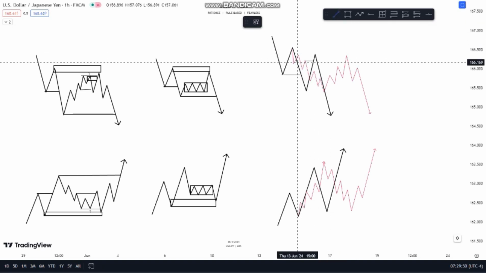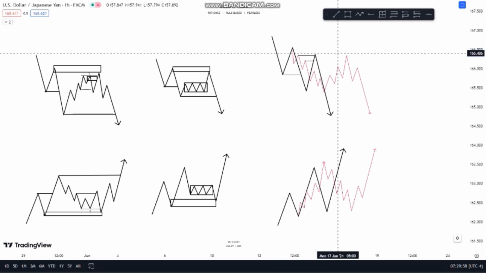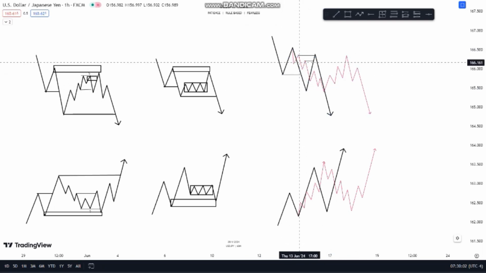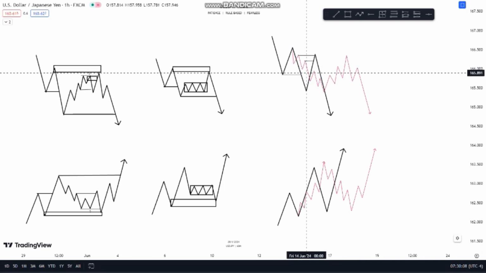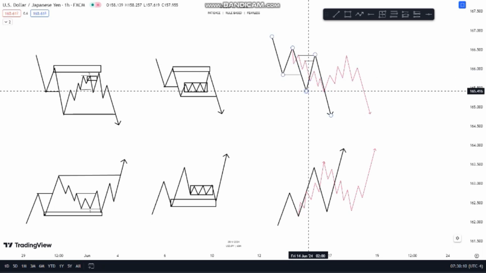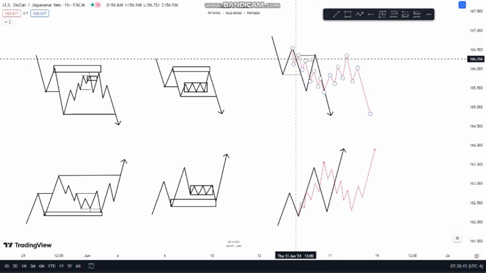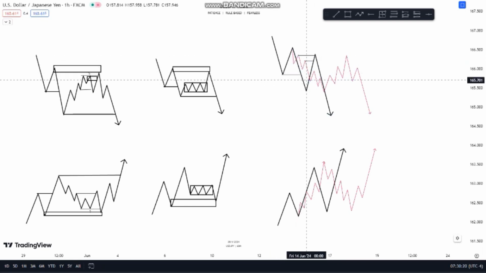I'm saying that this pink drawing is the 4-hour and the black one is the daily. So once the daily has broken structure, any high in the 4-hour time frame while the daily is making that retracement will serve as what? Liquidity. That is it. That's an example of an internal liquidity.